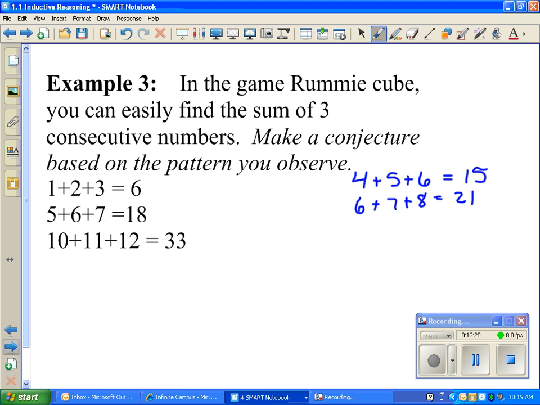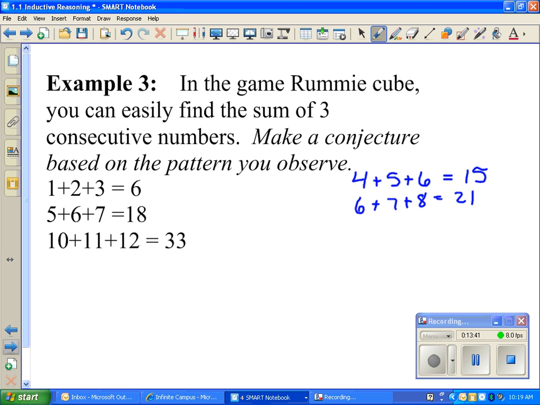Are you sure? You want to try? Okay. And you thought? Anybody think something different? You take the middle number and you multiply by 3. Does it work?